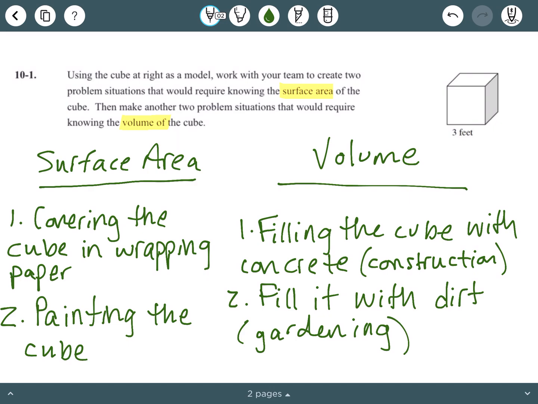So surface area, what we are dealing with when it comes to surface area is we are looking at the outside. So all of the 6 faces of the cube. So how much area is on all of the outside of the cube? So remember, a cube is 3-dimensional. Volume, we are dealing with how much can we fit into the cube, whether it's water, whether it's sand, whether it's concrete, whether it's dirt, how much will the cube hold? All right, and this is all for 10-1.